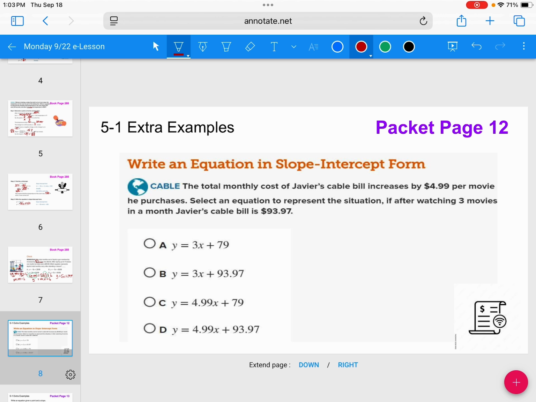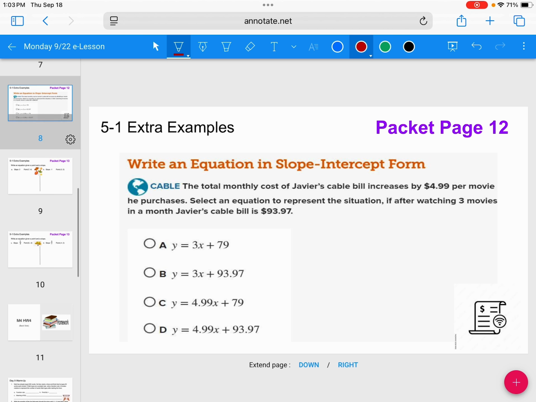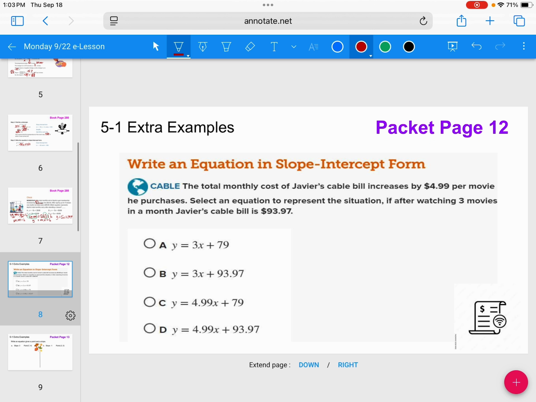All right, we are moving on to the packet, and we are close to the end here. 3 more slides. 5.1 extra examples. Write an equation in slope-intercept form. The monthly cost of Javier's cable bill increases by $4.99 per movie he purchases. Select an equation, and then after watching 3 movies in a month, we're going to use this information. 3 movies in a month, his bill was $93.97. We're going to use that to figure out what b is.